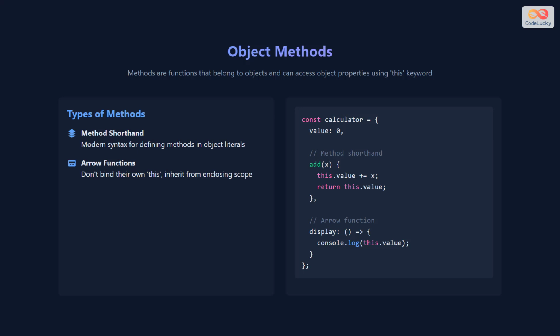Methods are functions that are associated with objects. They allow objects to perform actions or operations. When defining methods within an object literal, you can use method shorthand, which provides a more concise way to write the function. Within an object method, the this keyword refers to the object itself, allowing you to access other properties of the object. Arrow functions can also be used as methods, but they don't have their own this. Instead, they inherit this from their enclosing scope.